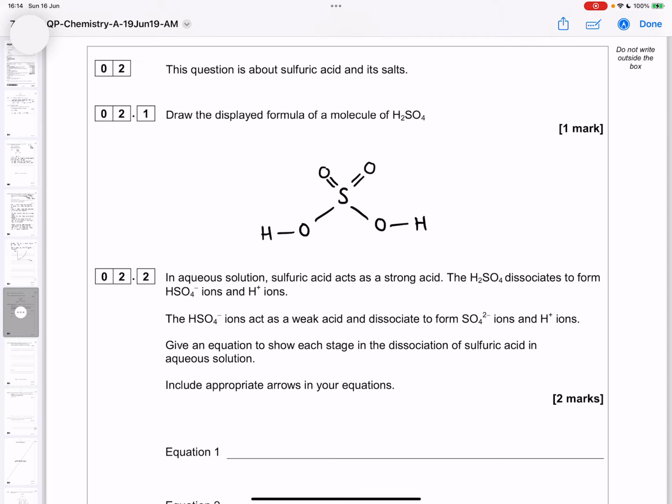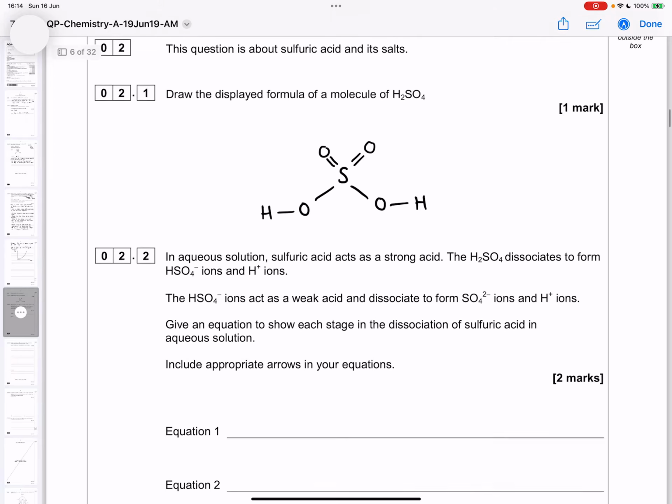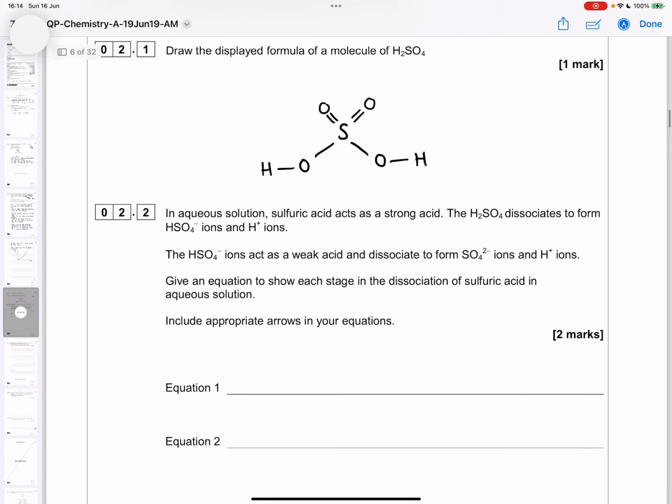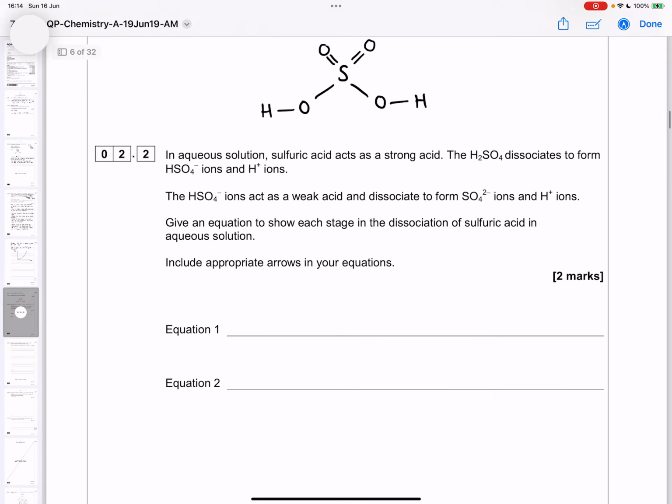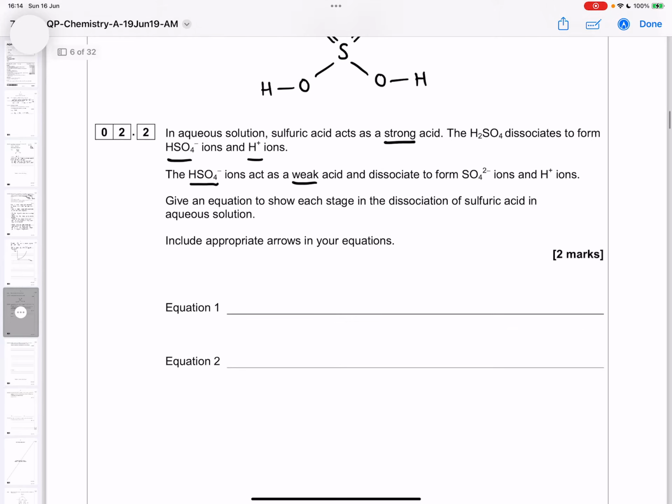If you work out the oxidation state of the sulfur, you'll see it's +6, and that might help you remember to draw 6 bonds coming from the sulfur, 2 doubles, 2 singles. In aqueous solution, sulfuric acid acts as a strong acid. So it's telling you it dissociates to form these two ions. It then tells you that the hydrogen sulfate ion is a weak acid, and it tells you what it dissociates to give, and it wants you to give equations for each stage.